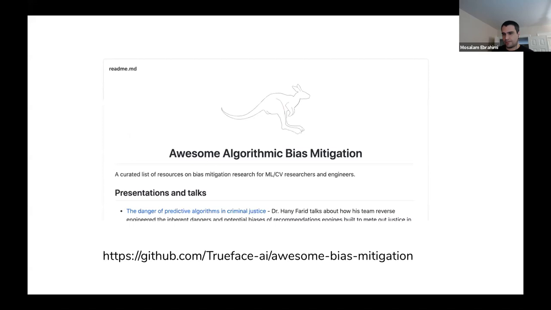With that, I'm going to talk about a few examples of those three steps in the literature, but all of those links are in a repository we have created public on GitHub. We call it Awesome Bias Mitigation for Algorithmic Bias Mitigation. We have papers, talks, code, and so on.